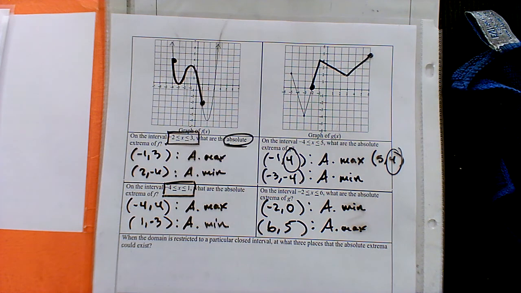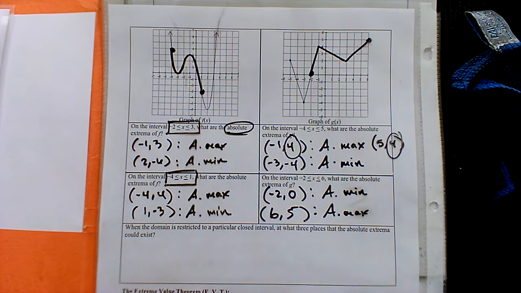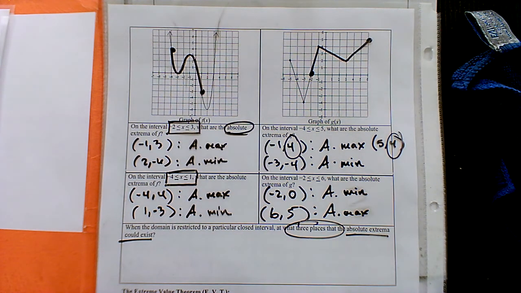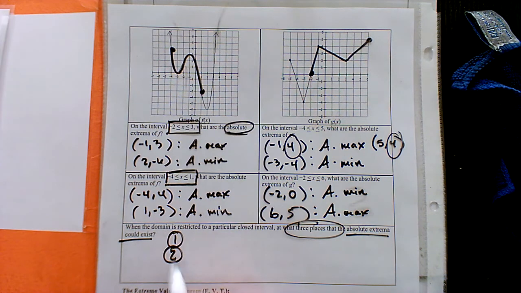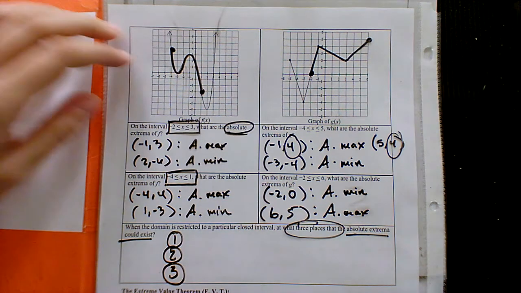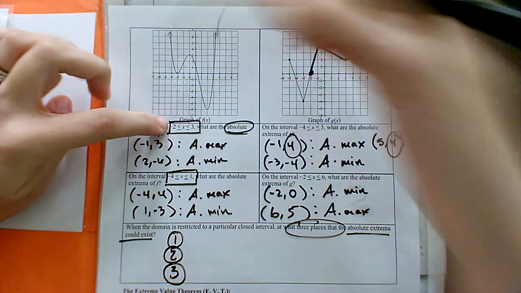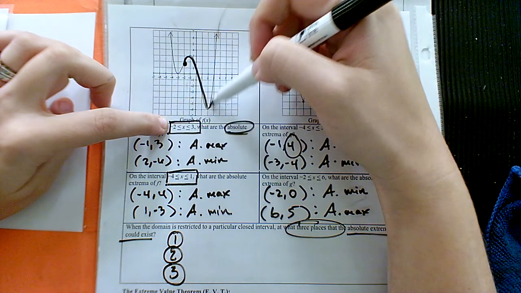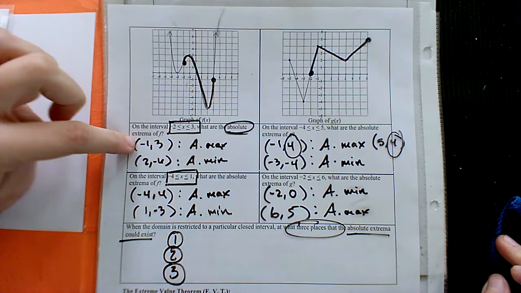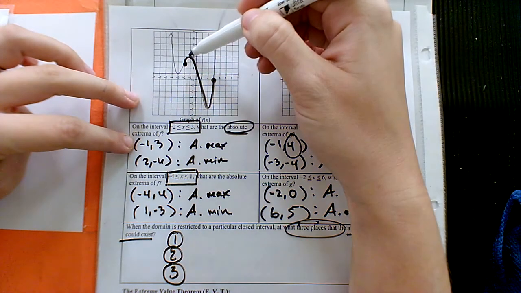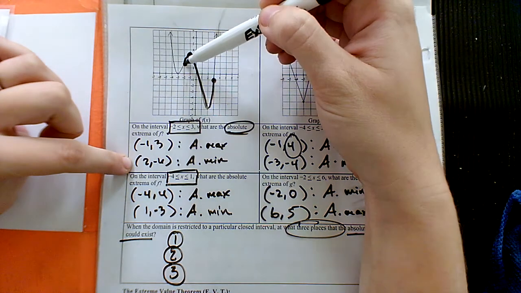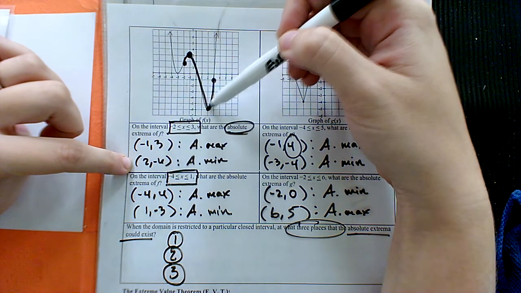(6, 5). Good. Okay, so if we take a look at these examples of absolute maxes and mins, we're going to try to find 3 places where absolute maxes and mins could happen. So let's take a look. Maybe on f of x, we'll go back to this first interval, -2 to 3. This absolute max happened here, whereas this absolute min happened here.